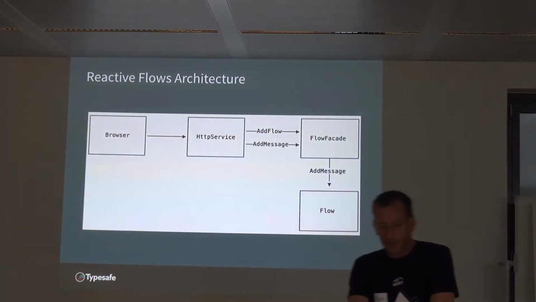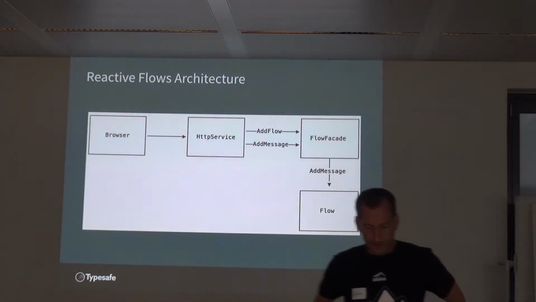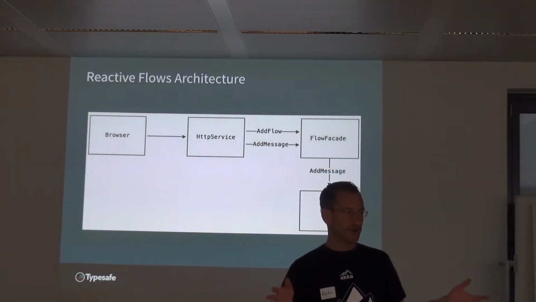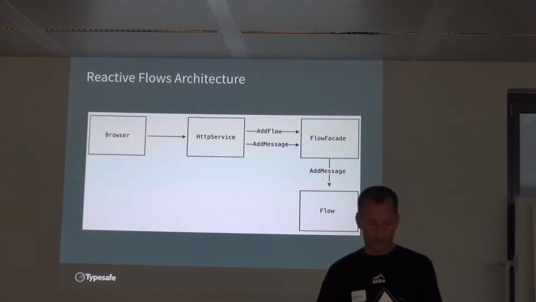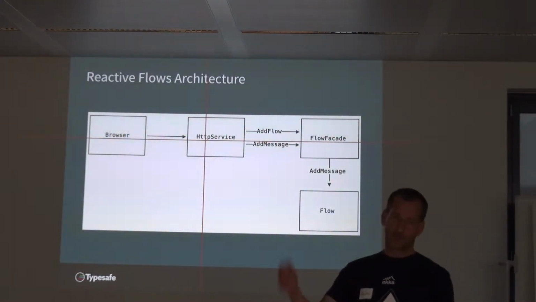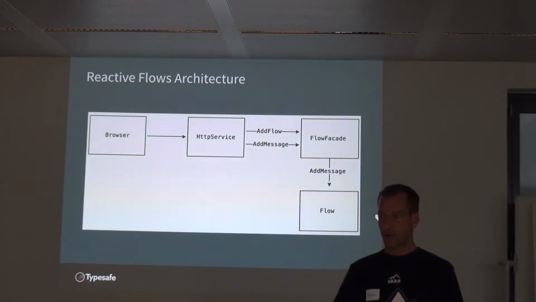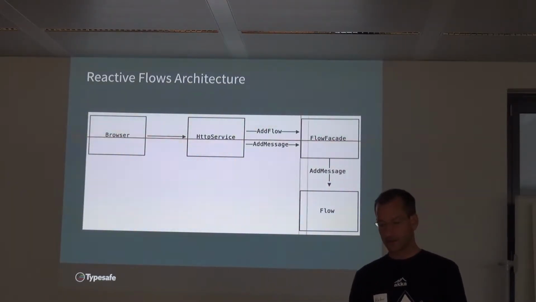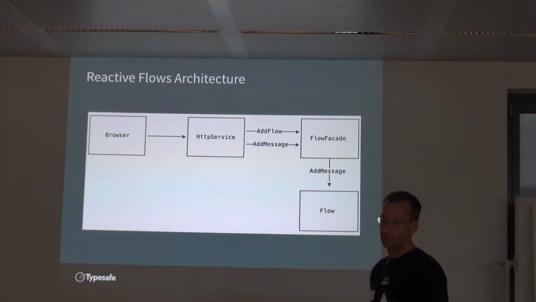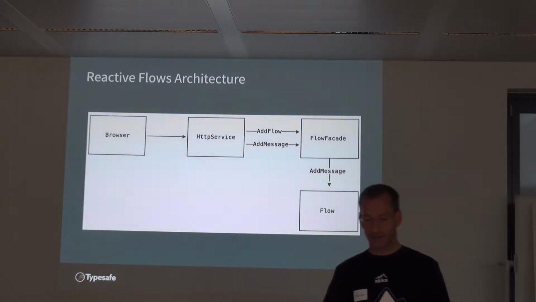Anyway, what we are going to do now is take a look at the architecture of reactive flows, in the first step on a single node. The browser connects to the HTTP service via whatever, GET, POST, or GET for SSE. There could be a POST to create a new flow, or a POST to add a message. That is handled by the HTTP server and then delegated to, let's say, the business logic. That's another actor, called the flow facade.